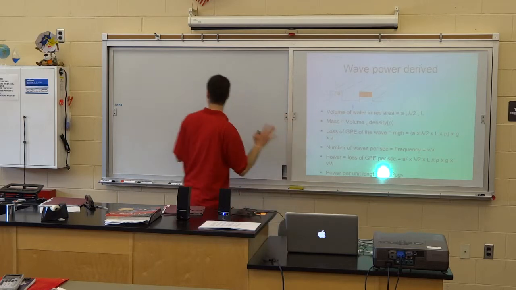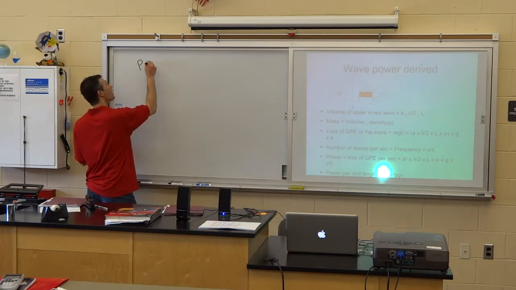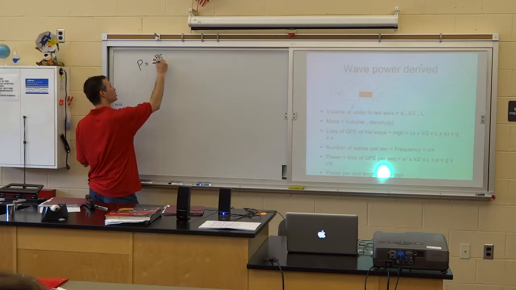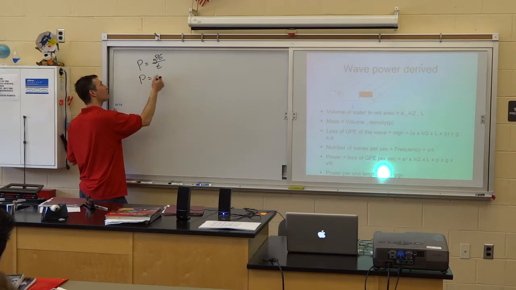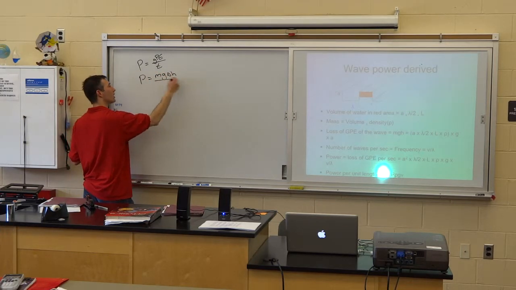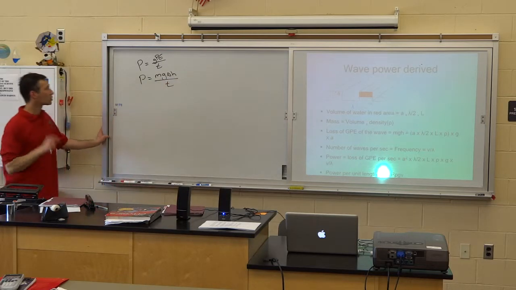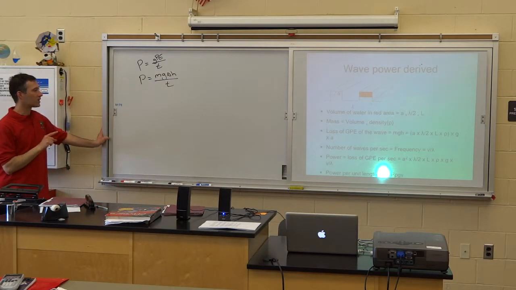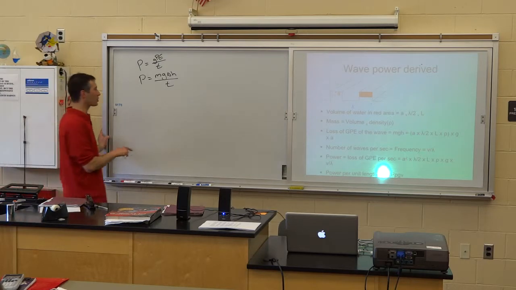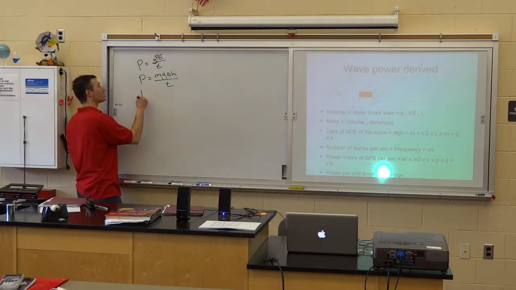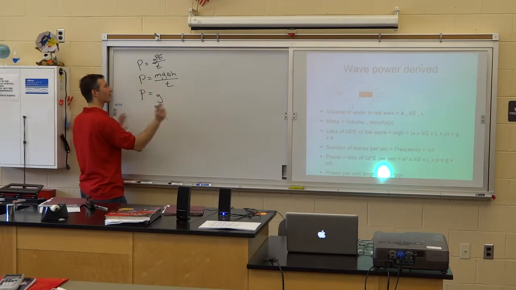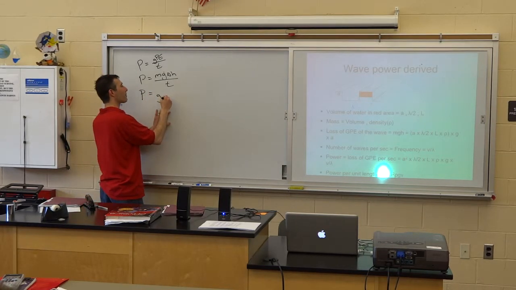So what are we trying to do? We said the power is going to be the rate at which we can extract gravitational potential energy from the water. We know that the change of potential energy is mass times gravity times change in height. We already have our G, so let me separate out the G, because we don't have to do any more deriving for that.